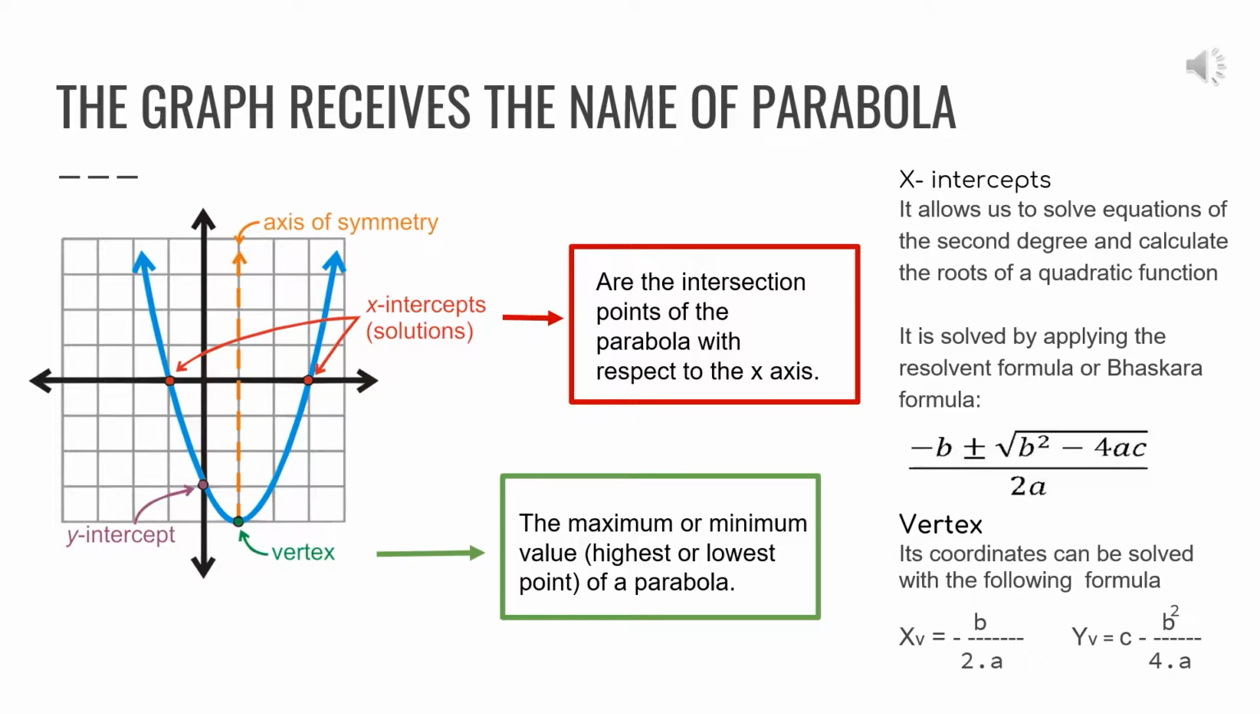Vertex: the maximum or minimum value, the highest or lowest point of a parabola. Its coordinates can be solved with the following formula. So, the x-coordinate of the vertex is just equal to negative b over 2a, and the y-coordinate of the vertex is just equal to c minus b squared over 4a.